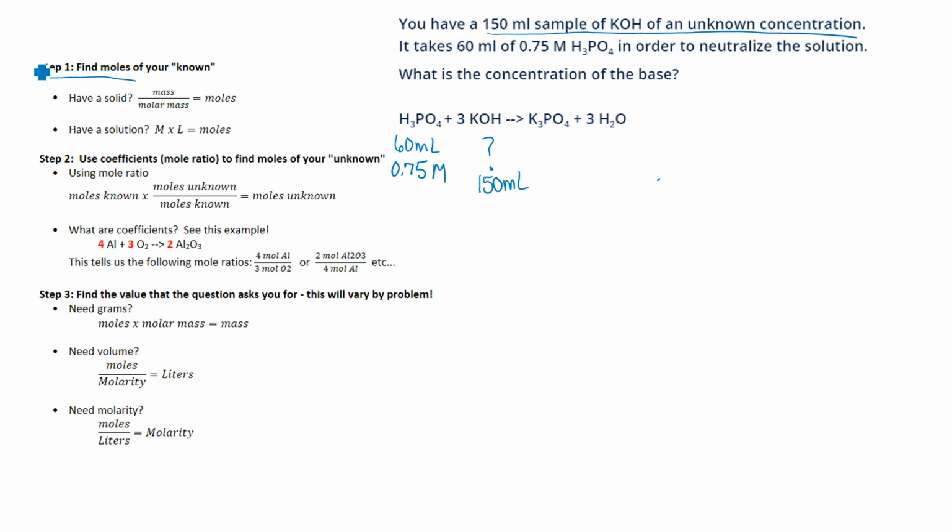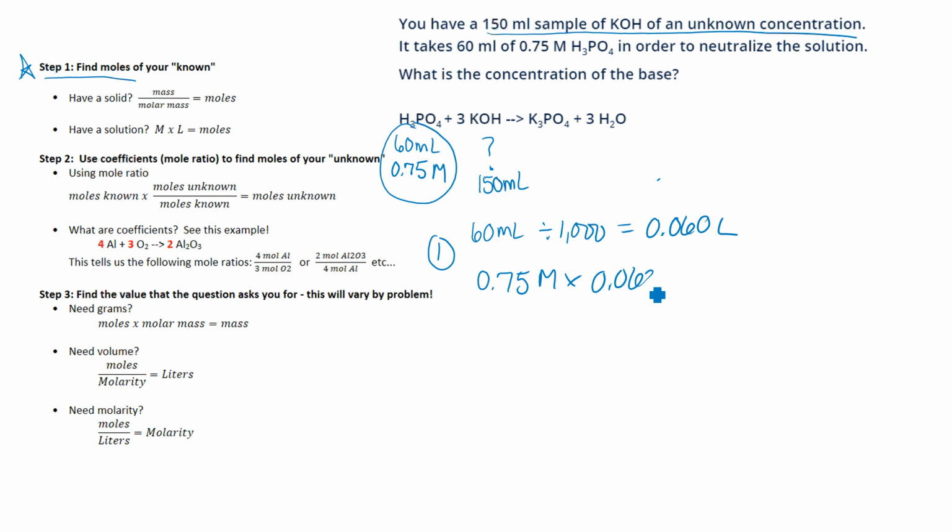All right, so step one, I want to find moles of my known. That is the thing that I have the most information about. Notice, in this case, that's H3PO4. So I'm going to take my milliliters and divide by 1,000. That's 0.060 liters. And to find moles, I'm going to take my molarity times my liters. 0.75 times 0.06, and so that is 0.045 moles of my H3PO4. It's always good to label it along the way so you remember what it is you're talking about.